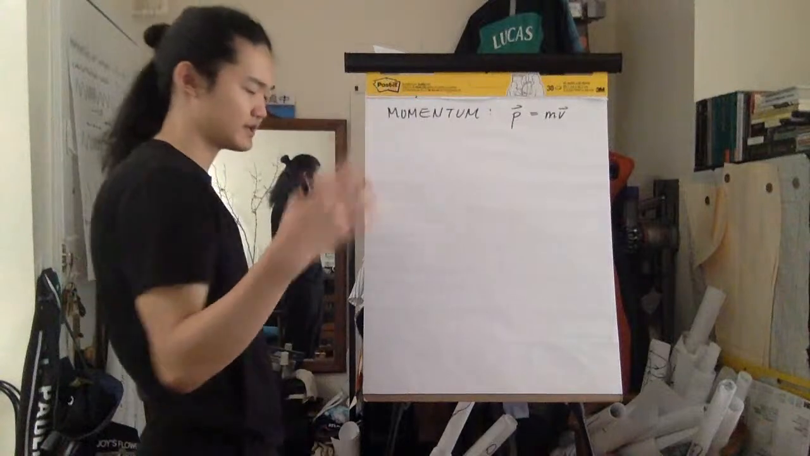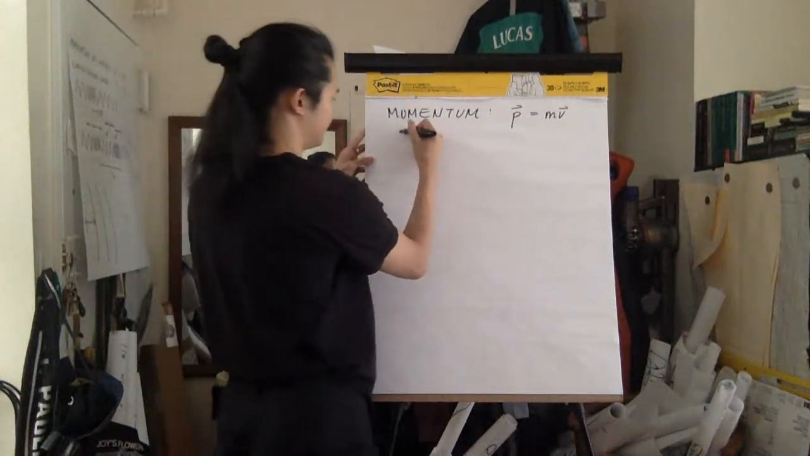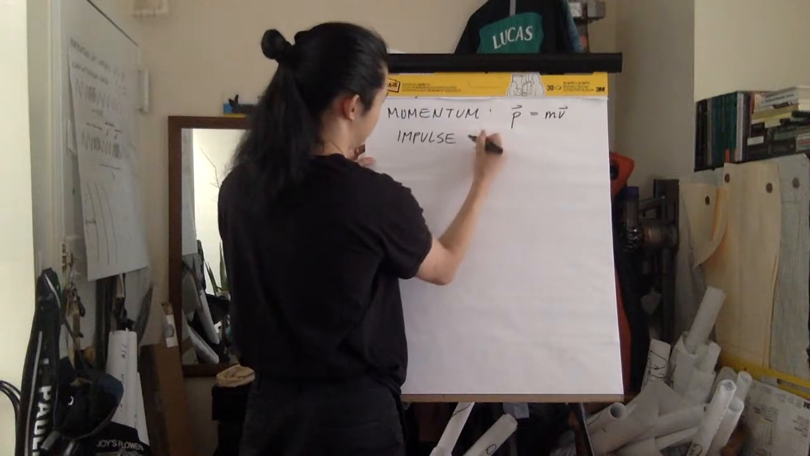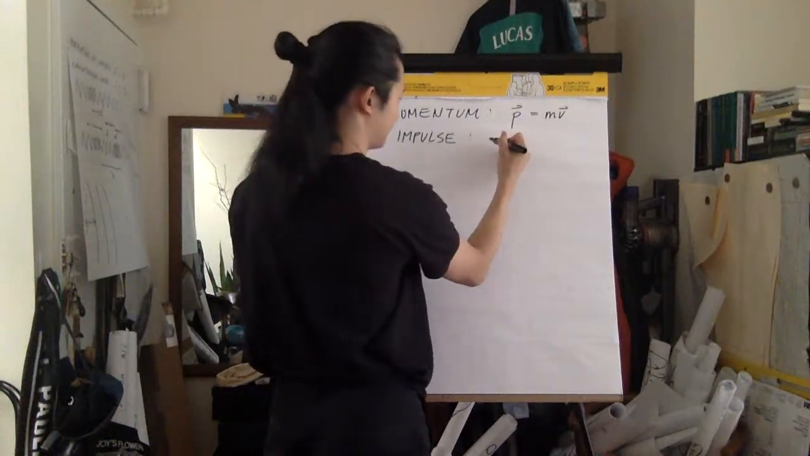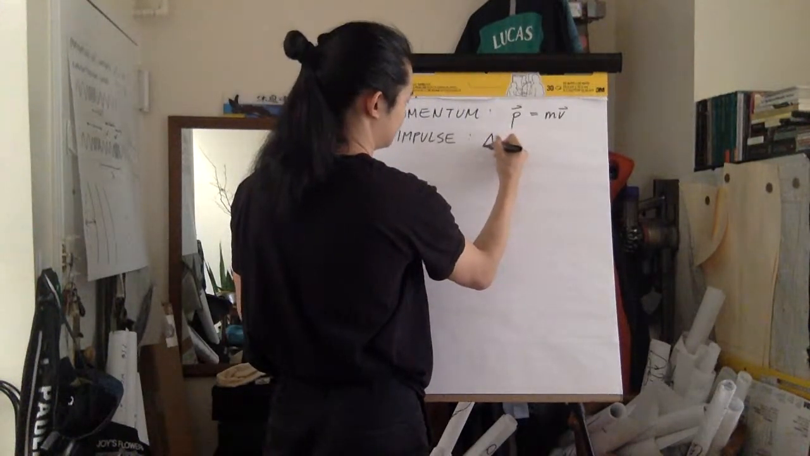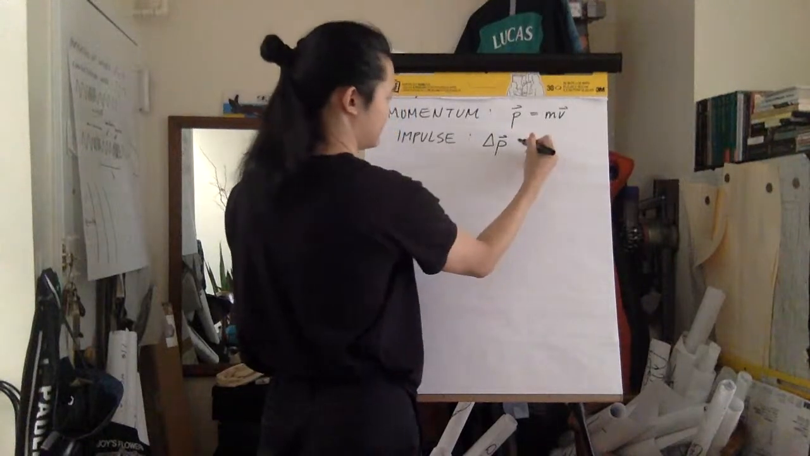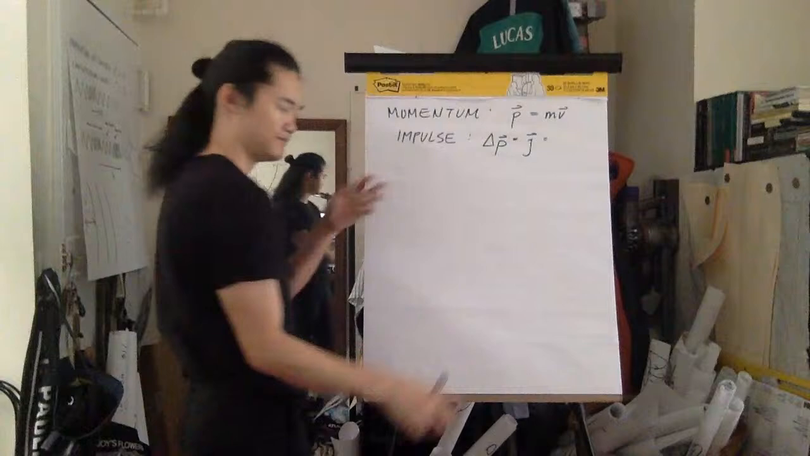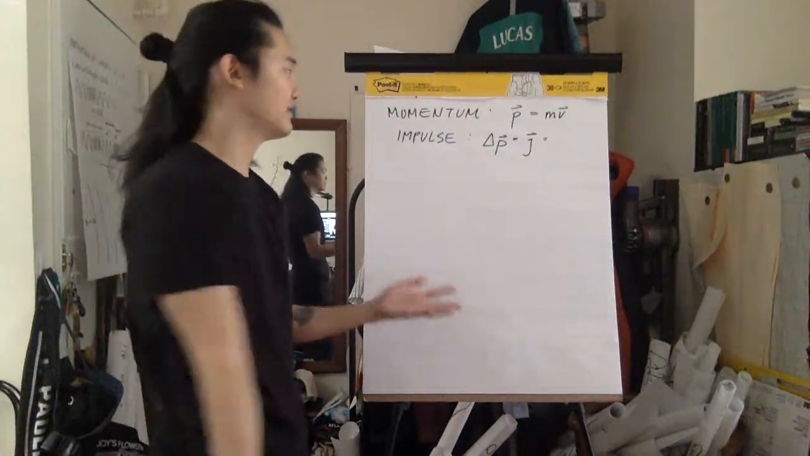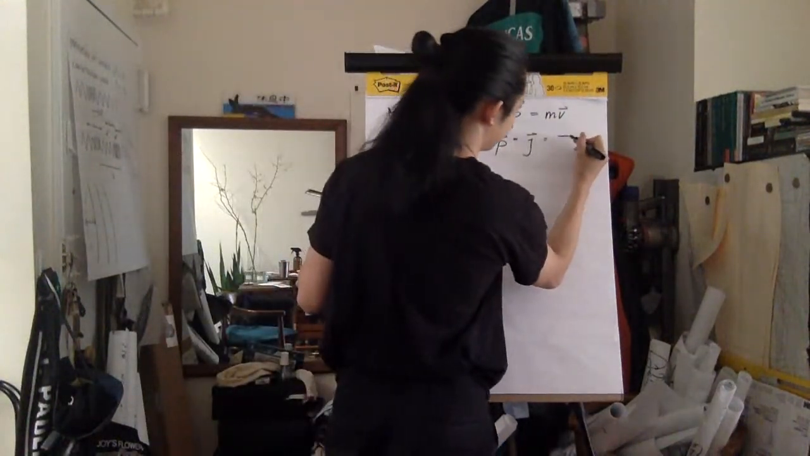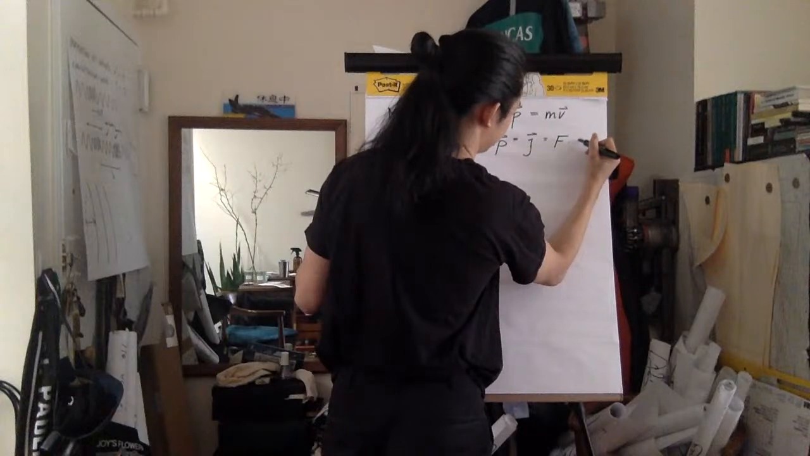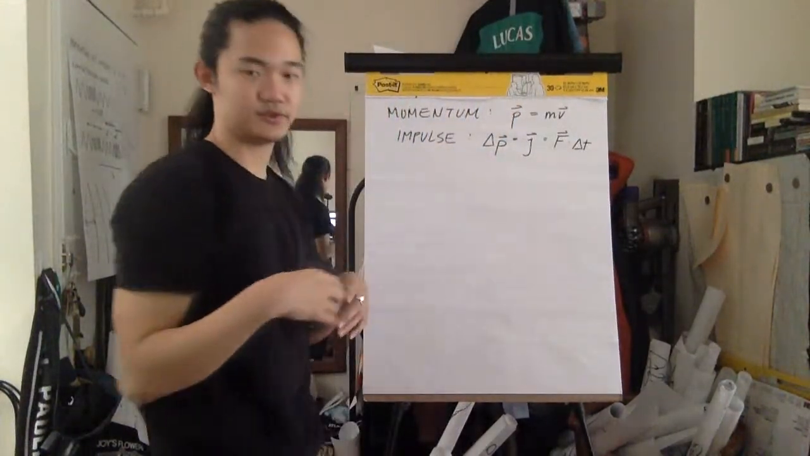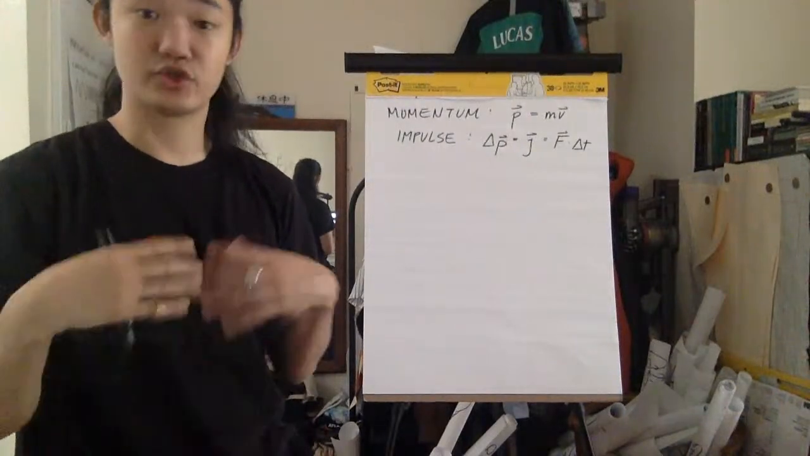Okay, and then there's another quantity called impulse. Okay? And it's equal to the change in momentum. But it's also equal to its own letter. I mean, we abbreviate it with the letter J, right? And it's simply equal to the force times the time interval during which that force was active on an object to change its momentum.